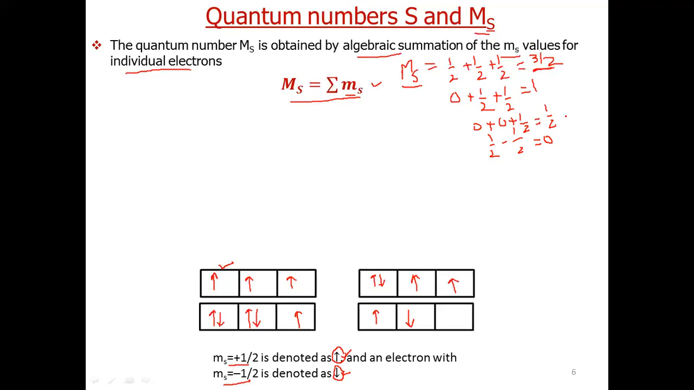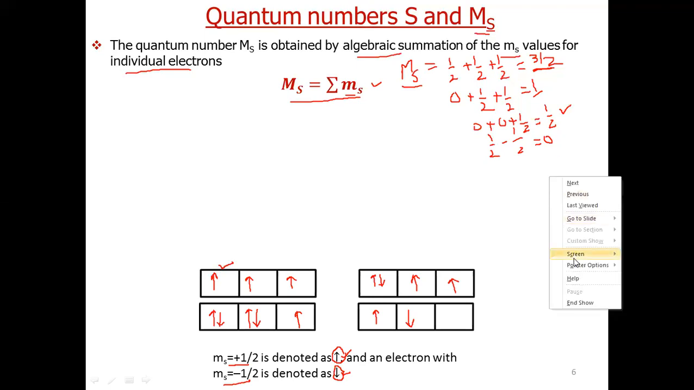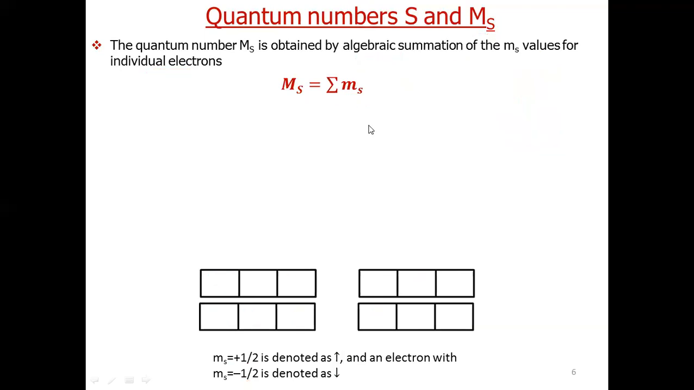So MS is 3 by 2. Now in this configuration, how many unpaired electrons? 1, 2. 2 multiplied by half is 1. In this electronic configuration, how many unpaired electrons? 1. So how many unpaired electrons? 1 multiplied by half is half. So it is quite simple to calculate the values of capital MS.